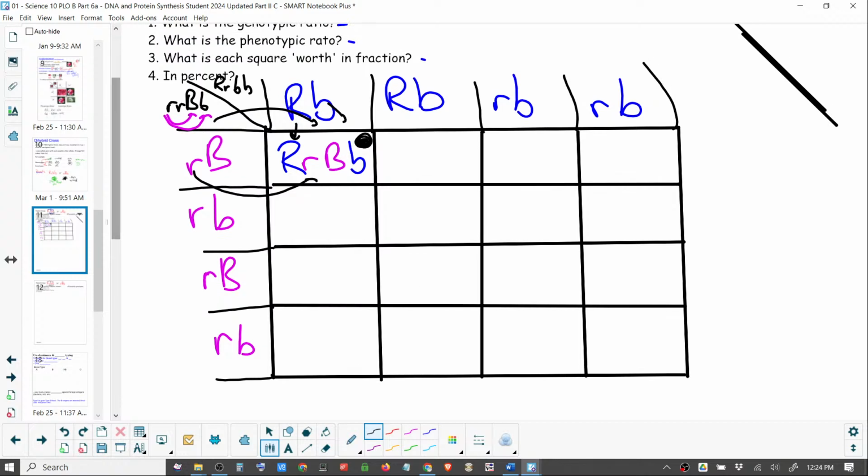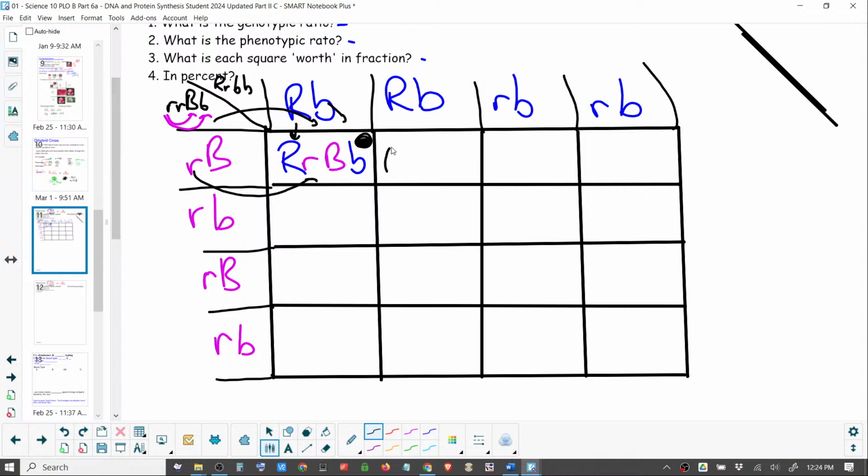And 1, 2, 3, 4, 5, 6, 7, 8, 9, 10, 11, 12, 13, 14, 15. Perfect. Then everybody, except for Darren, come up and fill in a block. Only 2 people can write at the same time. You must show both the genotype and the phenotype.